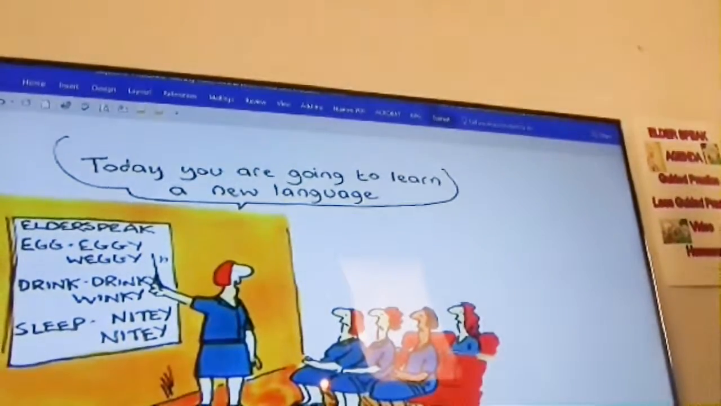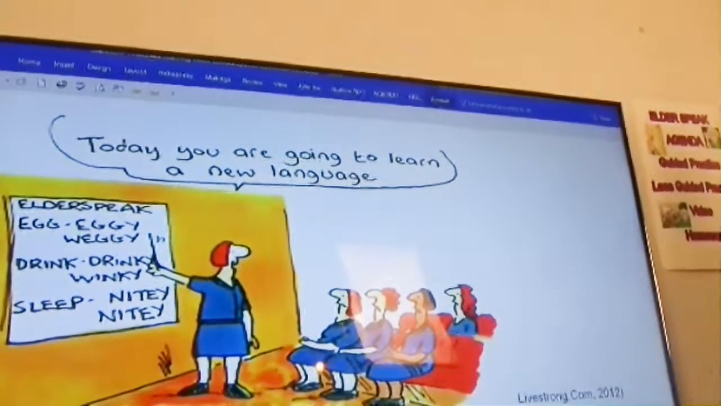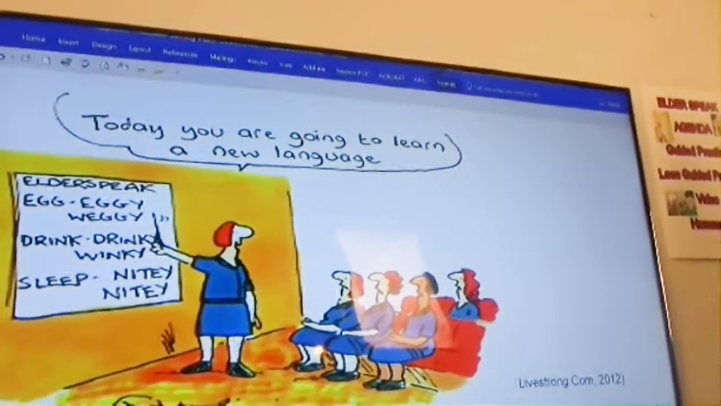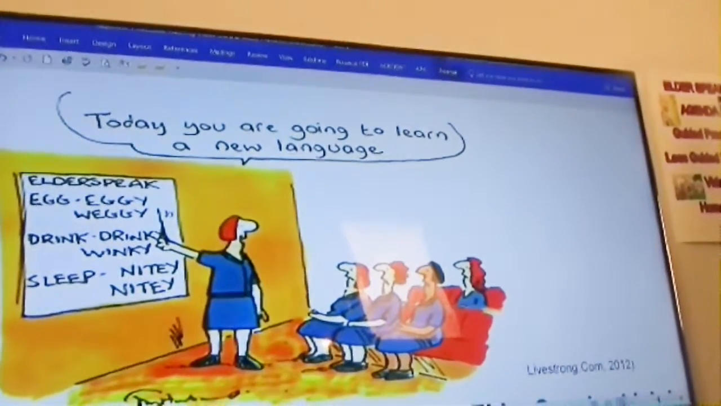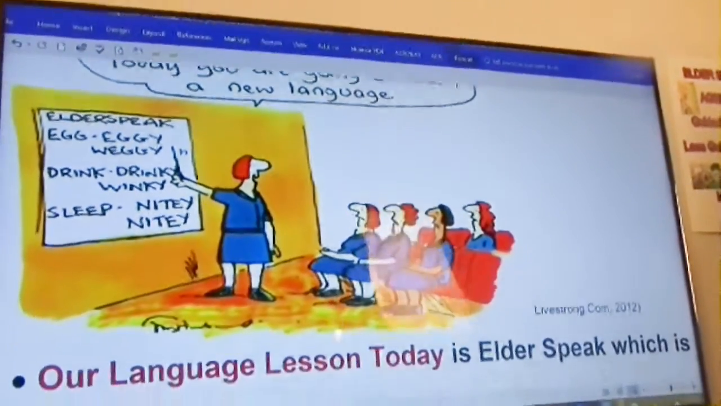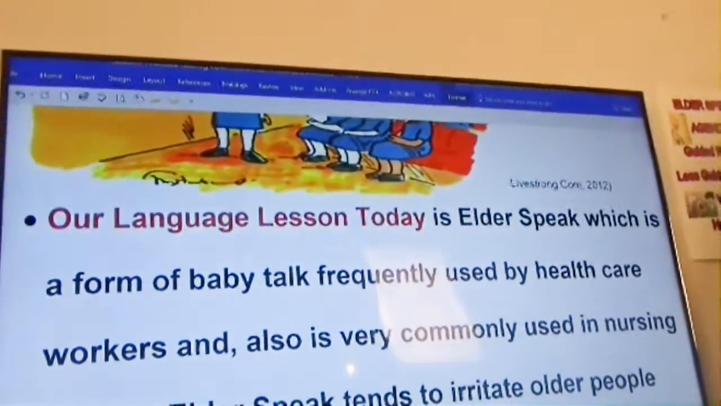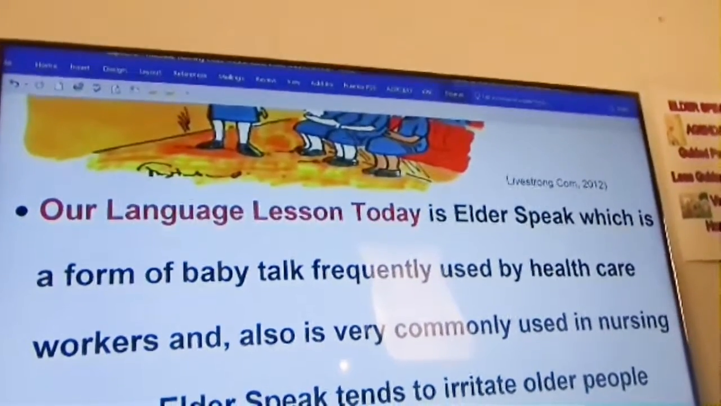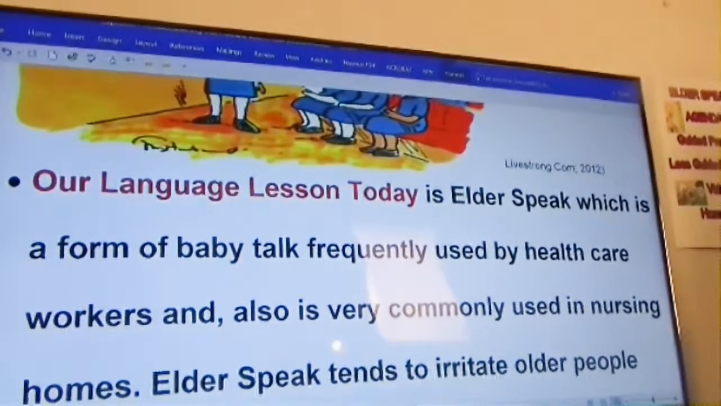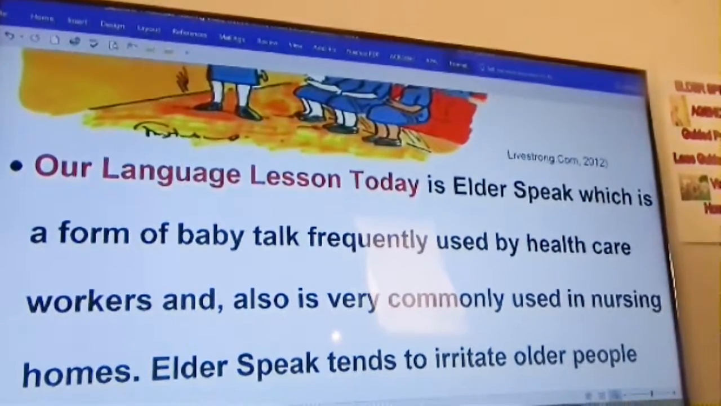Today, the students are going to learn a new language. Look at that language up there, elder speak. That's the kind of language that workers working with seniors, the elderly and the disabled sometimes use. So our language lesson today is elder speak, which is a form of baby talk frequently used by healthcare workers and also very commonly in nursing homes.